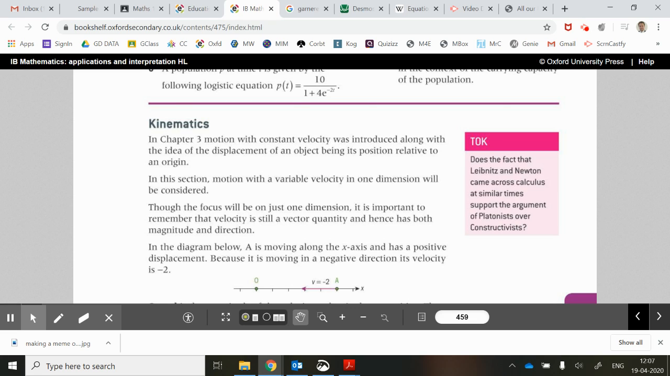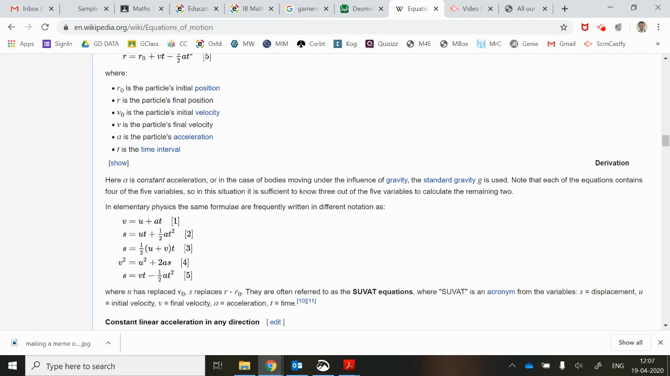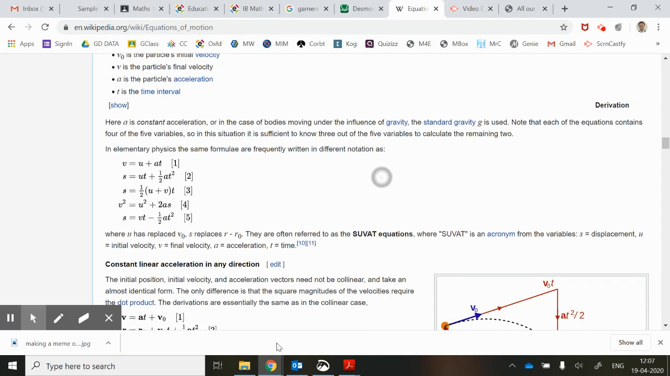Hi there, everyone. We're going to deal with kinematics today, which is the study of motion of a particle. Some of you might already be aware of some kinematics formulas in physics, and I will come back to these ones later towards the end.